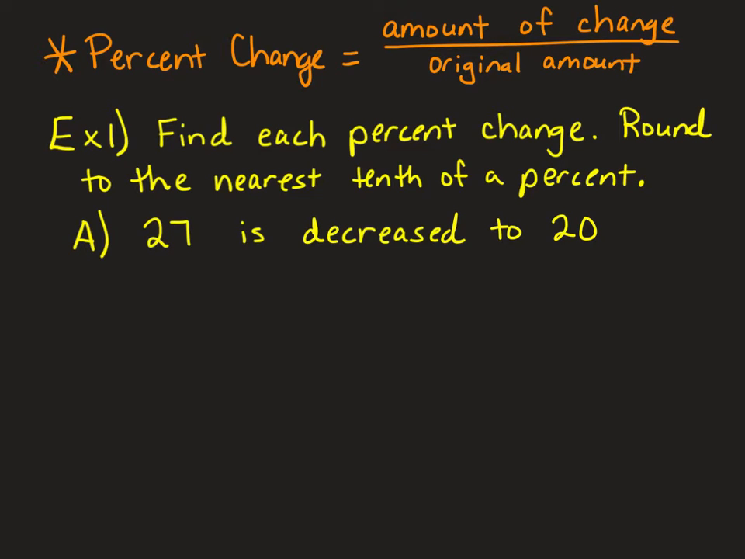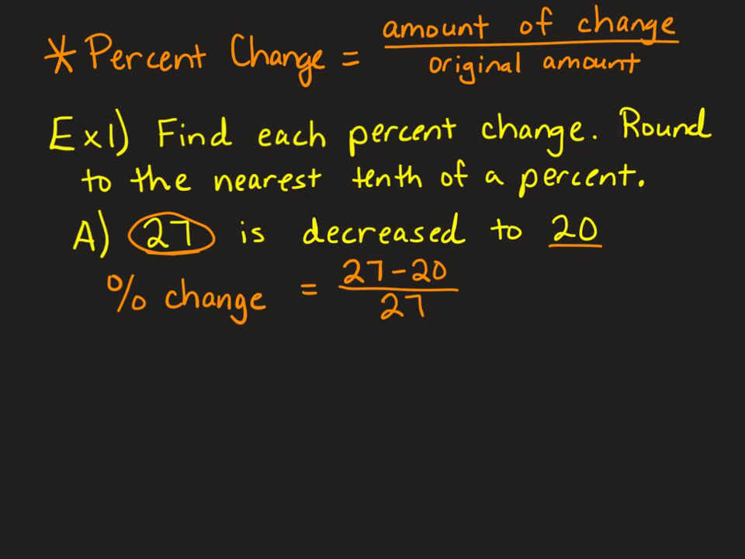So our first problem is 27 is decreased to 20. So we're going to find the percent change. Remember, that's the amount of change divided by the original. So the amount of the change is that it's going from 27 down to 20. So the change is just the difference of 27 and 20. The original is the starting number. It started at 27.